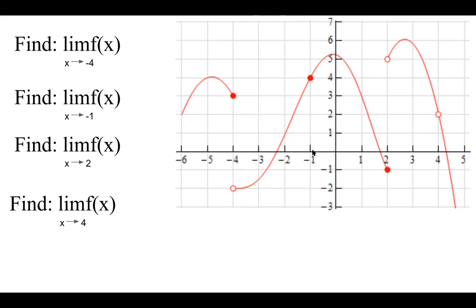Okay, now we're going to find the limit of f of x as x is approaching -1. So -1 is right here. What is happening to the function at -1? Well, from both sides it seems to be approaching the same thing, which is 4. So this limit is going to be 4.